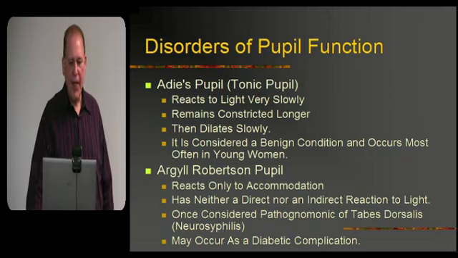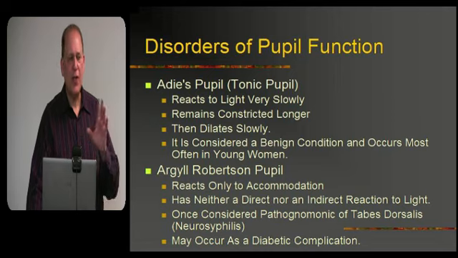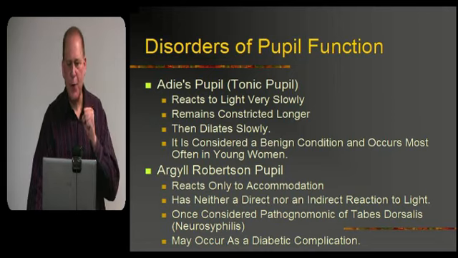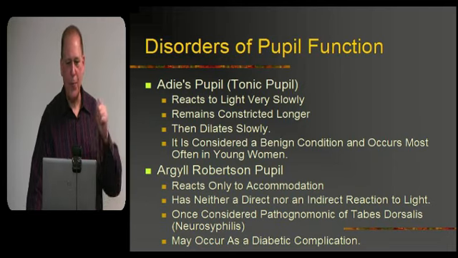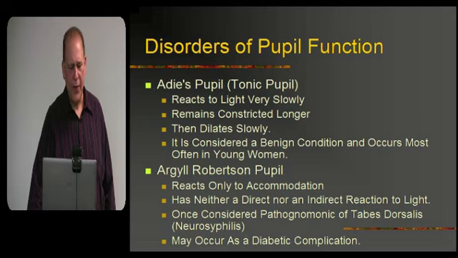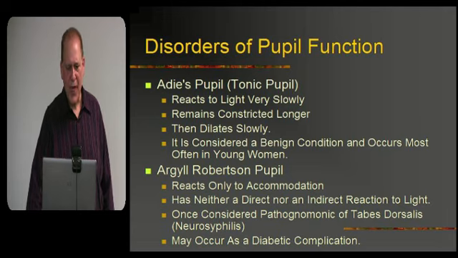Adie's pupil is, and these are just quickly disorders of pupil function that might confuse you a little bit, Adie's pupil is just called a tonic pupil. Think of it as just a spastic pupil. You shine light in, it doesn't seem to constrict, and then it constricts really slowly. Then you take your light out, and it just opens really slowly. Just a slow pupil. Again, I'm not going to do too much with the diseases, because I know Don's going to do that, and I want to get to the actual examination part.